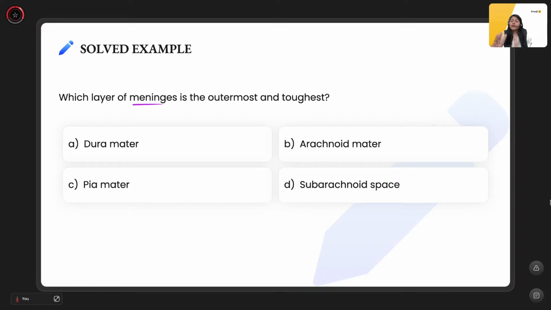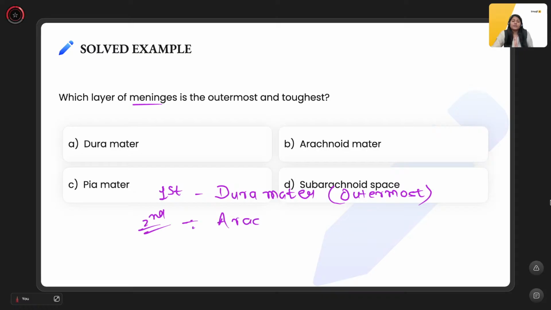Now meninges, there are three meninges present. The first meninges is called as dura mater. Dura mater is the outermost and the toughest meninges. So this one is your outermost meninges. Now if I talk to you about second or middle meninges, then it is your arachnoid mater. So your arachnoid mater is your middle meninges.